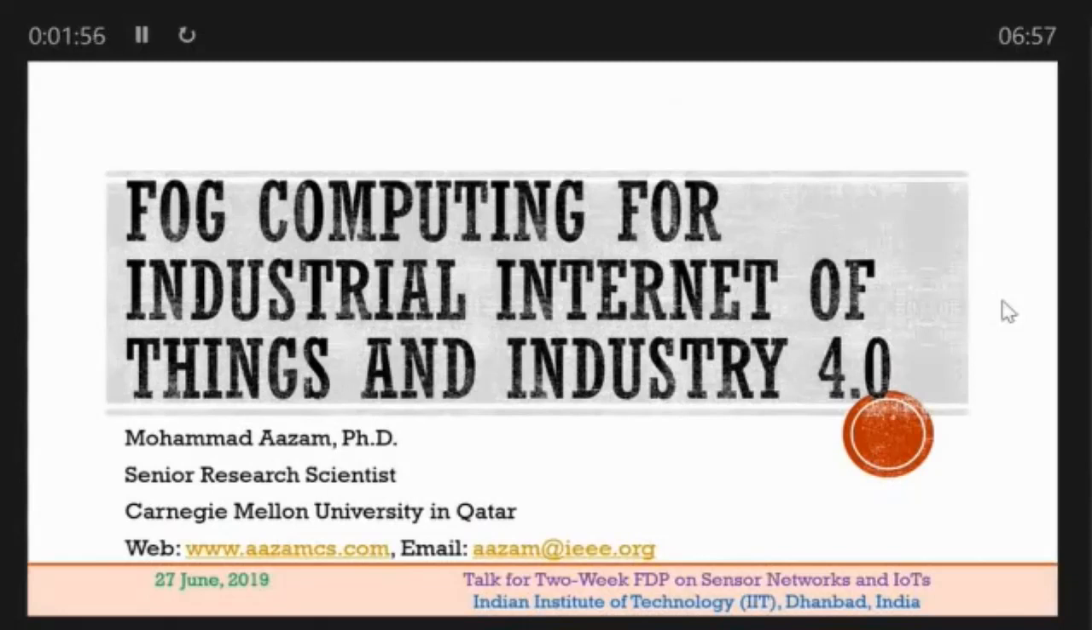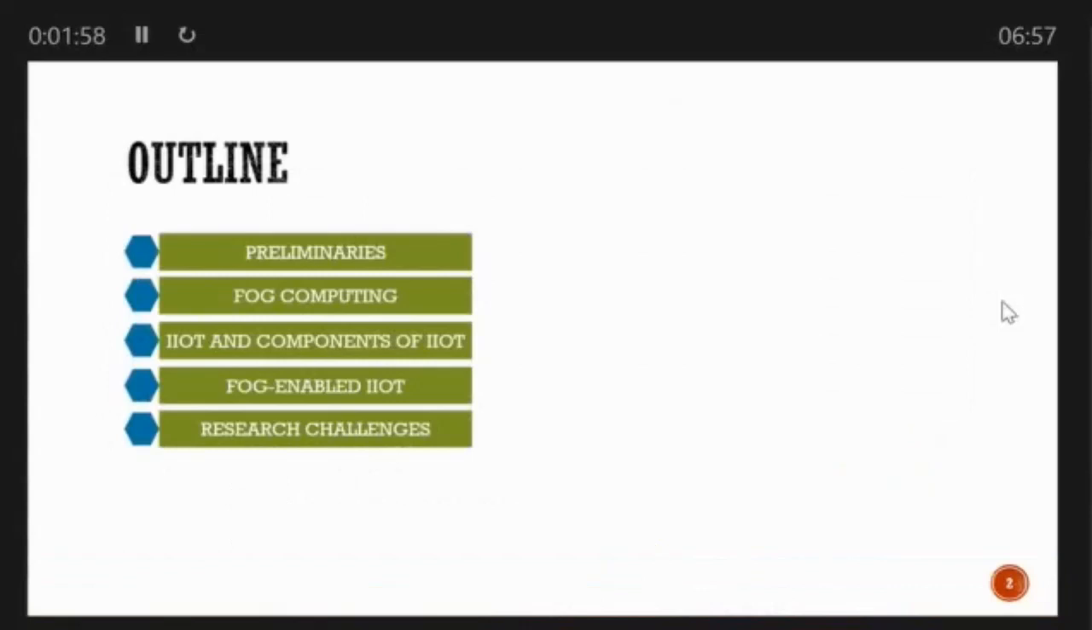This is the outline of this presentation. We are going to go over the background of all this stuff. What is industrial IoT? What is the role of fog computing? Why do we need that? Why is fog necessary in this regard? And the key components of industrial IoT.